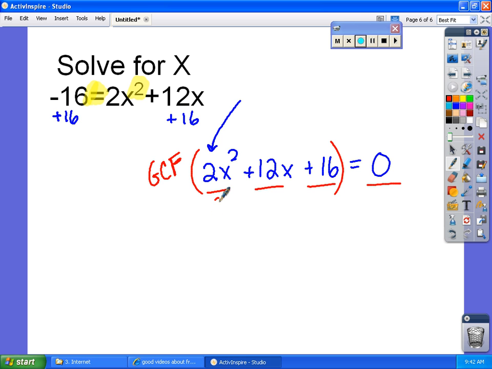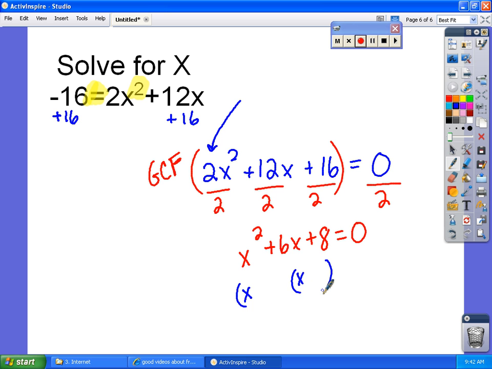They're all even numbers, so I can actually go ahead and divide everything by 2. And if I do that, I get x squared plus 6x plus 8 equals 0. Well, now you have a problem like we were talking about. I can factor this because it's that special trinomial. So I have x and x, and I need to find the rest of my numbers, which equals 0. So I'm looking for my factors of 8, but that add to positive 6. Well, I can think of that. Positive 4 and positive 2.